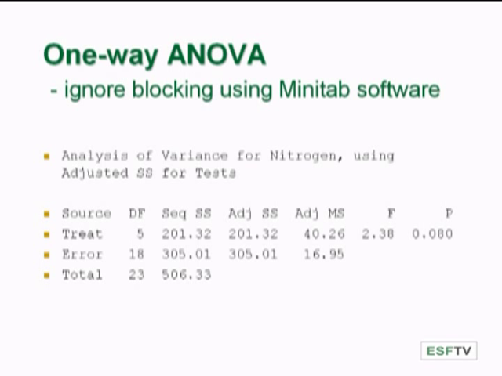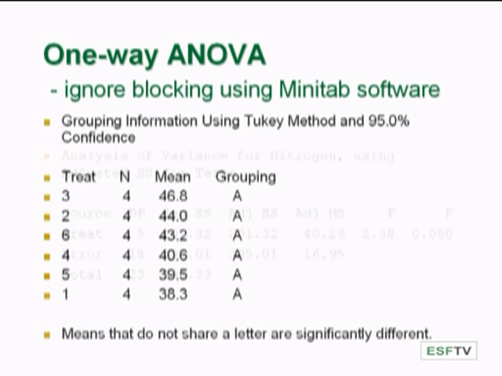In this case, our level of significance is 5%. This p-value is greater than alpha. It tells us that there is no significant difference between the treatment means. In this output from Minitab, we see that all of our 6 treatment groups have the exact same letter. There is no statistically significant difference between the treatment means, even though we're seeing big differences in our treatment means.